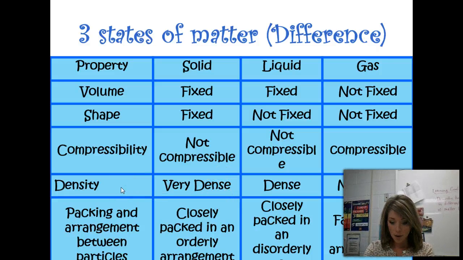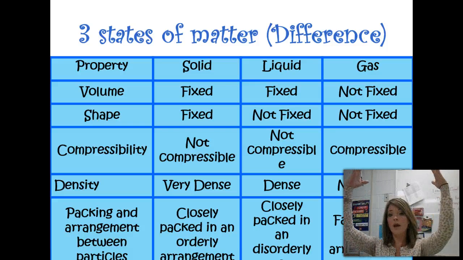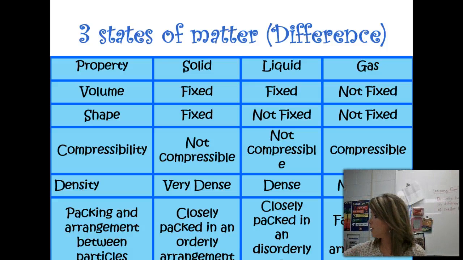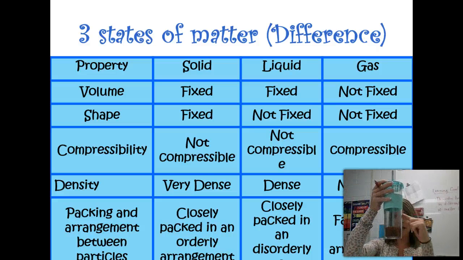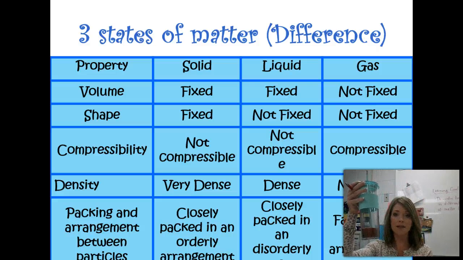The density, so we're ready for density on your chart. The density decreases as you go across from solid to liquid to gas. It depends on the particular solid, but in general, solids tend to be the most dense, liquids a little bit less dense, and gases are not very dense. That makes sense because gases are going to float up. So if you have here in my cup, I've got some tea and I've got gas, well, the gas is on top because it's less dense.